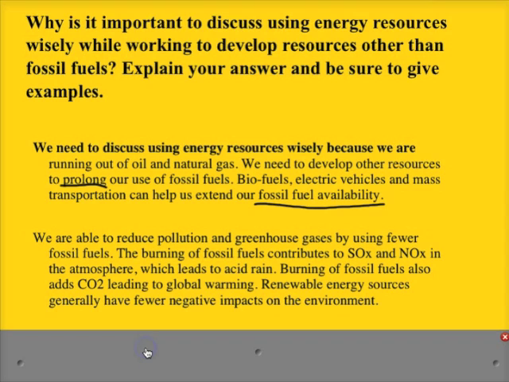And then we are able to reduce pollution and greenhouse gases by using fewer fossil fuels. The burning of fossil fuels contributes sulfur oxides and nitrogen oxides to the atmosphere, which lead to acid rain. So by switching over to alternatives, we can also help reduce pollution and greenhouse gases. So it's kind of a win-win. If we can develop alternatives, we can use these fuels longer, and that's key.